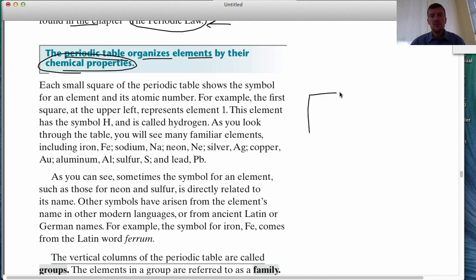On the periodic table, every element has a little square, and in that square, you're going to see lots of information. It shows the symbol for that element, the atomic number, which we'll talk about, the name, maybe the mass, and sometimes some other information.